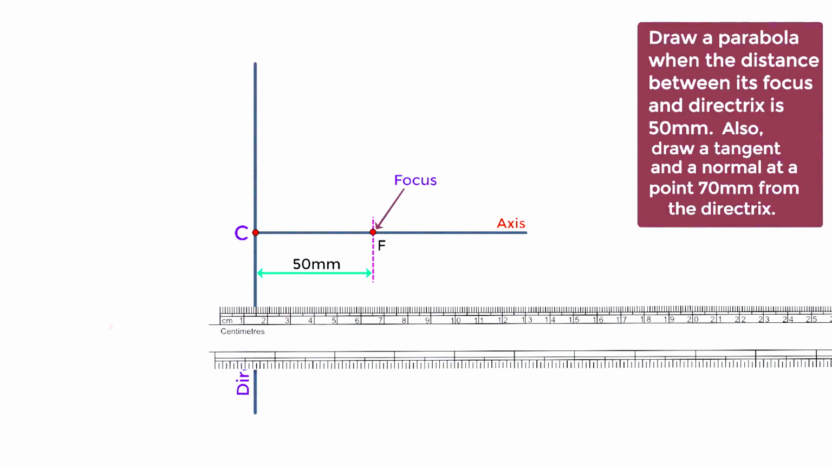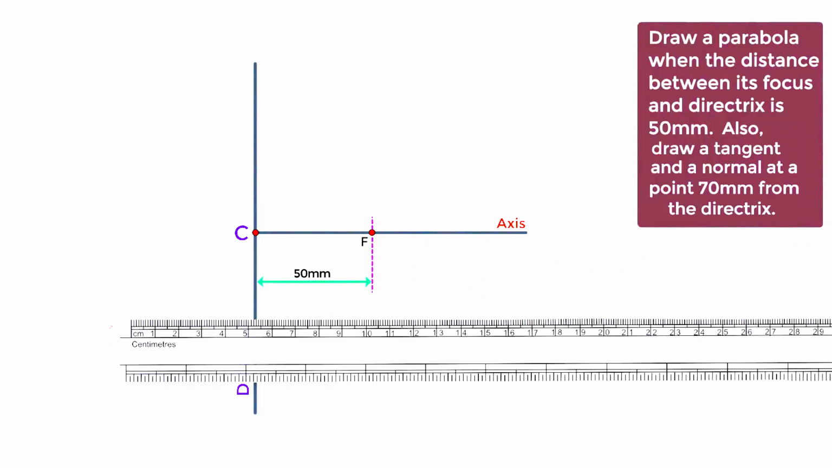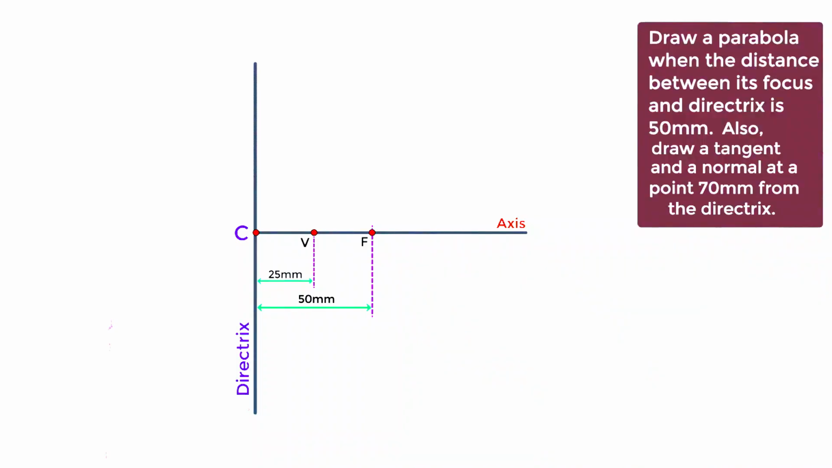Next, mark a point on the axis at 50 mm away from the directrix, and name this point as F, and it will be the focus of a parabola. After this, mark a point which will be on the curve. This point will be exactly at the center of C and F. So take the ruler and mark a point 25 mm away from point C.